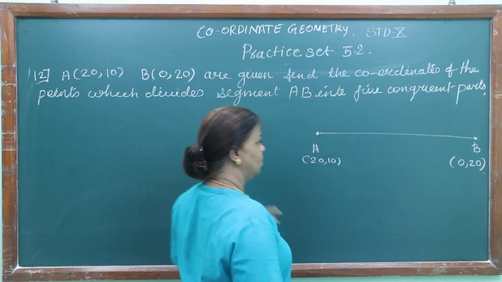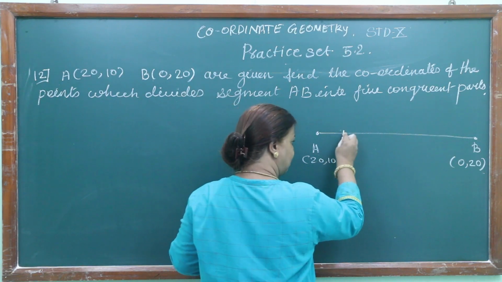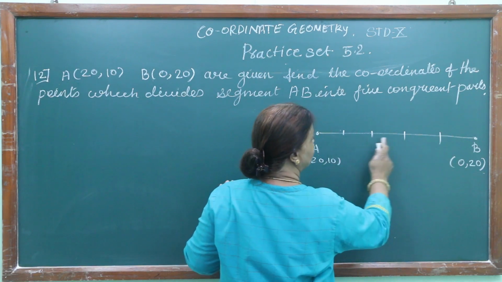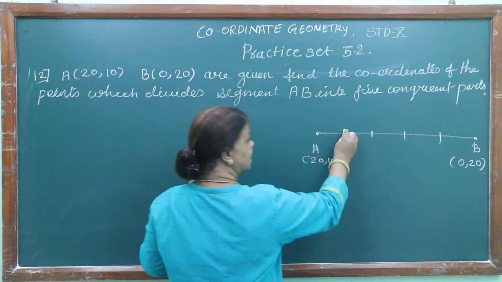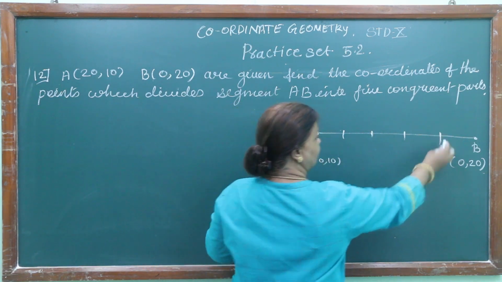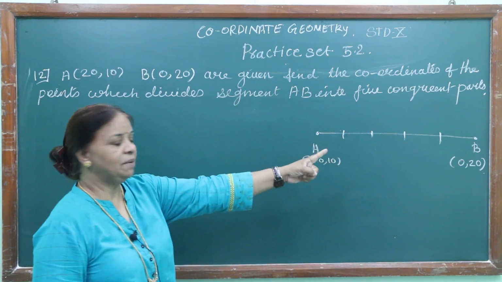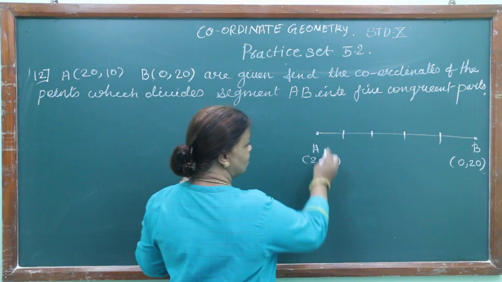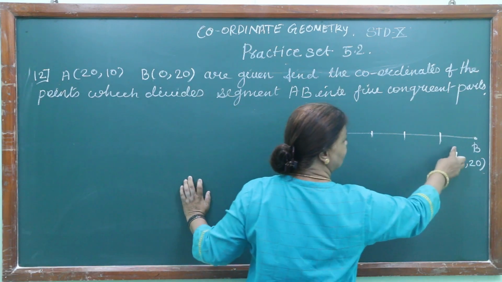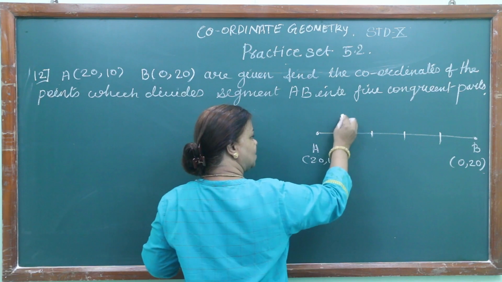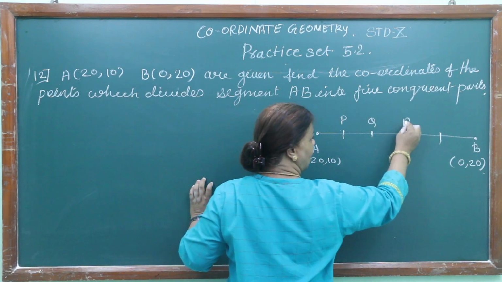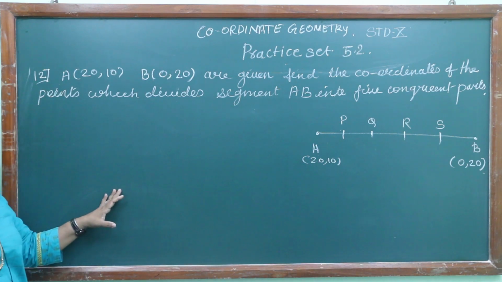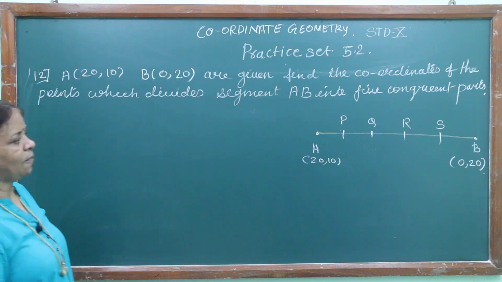So there are points, for example 1 part, 2 part, 3 part, 4. See 1, 2, 3, 4, 5. So these are the points which I have marked on line AB. These are the points which divide our line AB into 5 equal parts. This is 1 part, 2 part, 3 part, 4 part, 5 parts. So let us name it as P, Q, R and S. And we need to find out the coordinates of point P, Q, R and S.